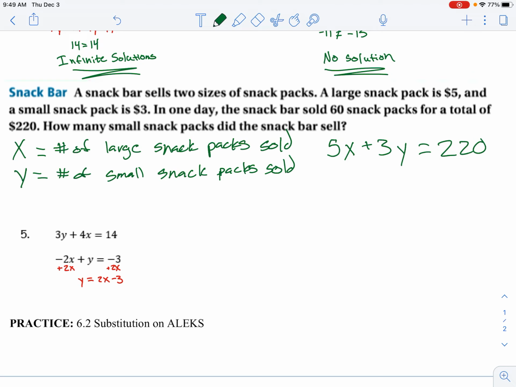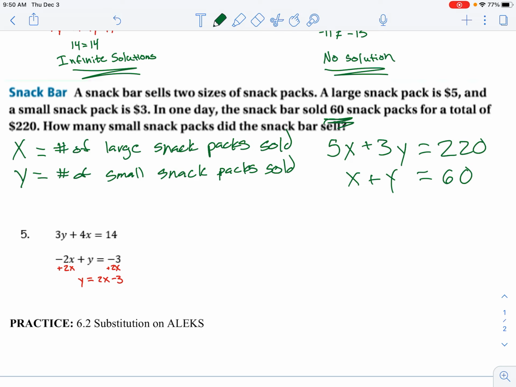Okay, the other equation is just dealing with this 60. That's the only number we didn't use. So the 60 is a total. It says it sold a total of 60 snack packs. Well, how would I count that out? I would take all of my large ones plus all of my small ones to get 60.